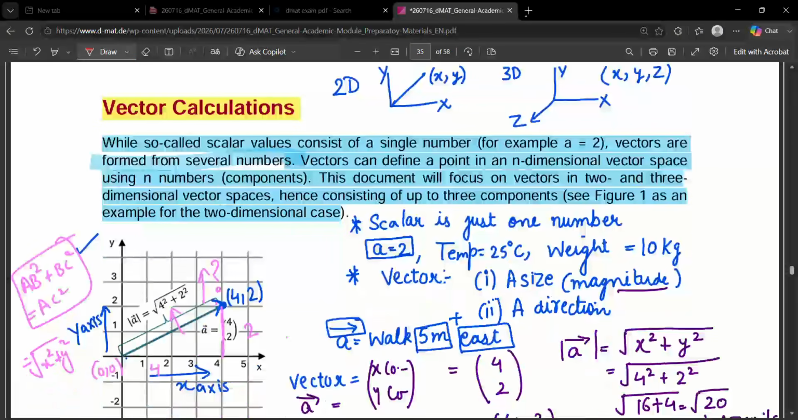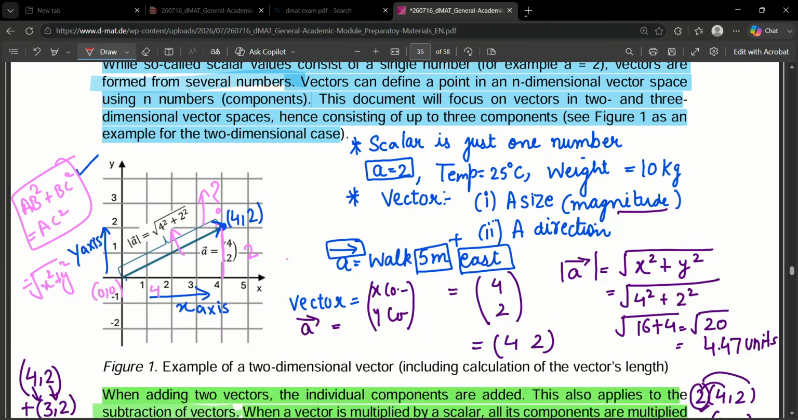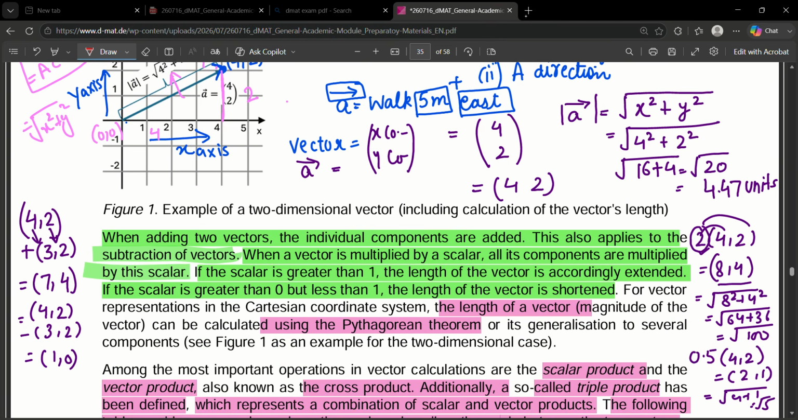What we have discussed: what is a scalar, what is a vector. A scalar is basically just a number. A vector is a number with a direction. You represent a scalar just by an alphabet, and a vector with an arrow sign. You find the magnitude with the formula x square plus y square, or you can find it with the Pythagoras theorem. You add two vectors like this, 4, 3, 4, 4, and subtract like this. They are going to give questions like this that you can easily solve.